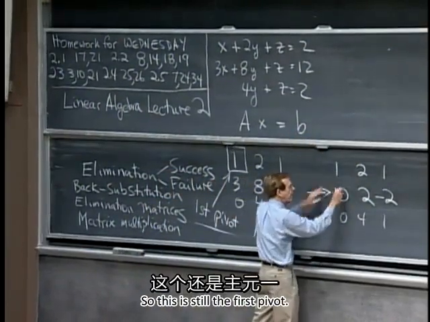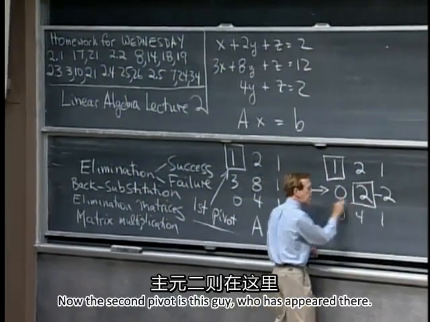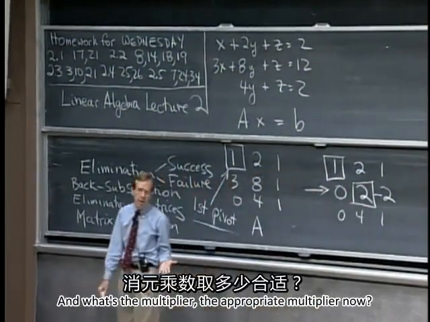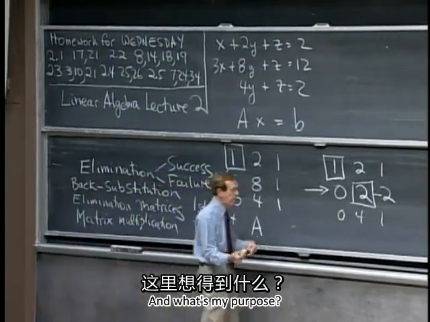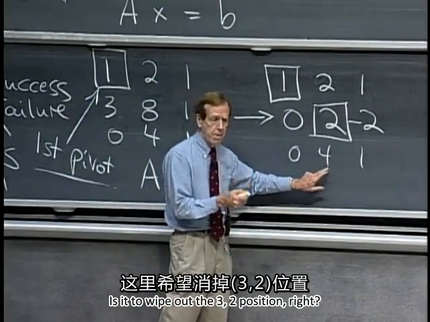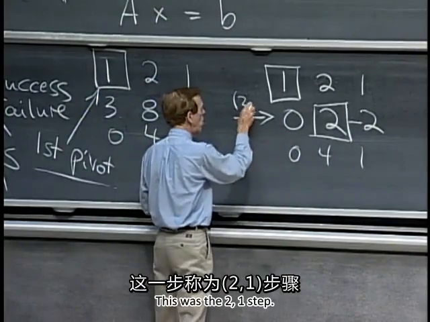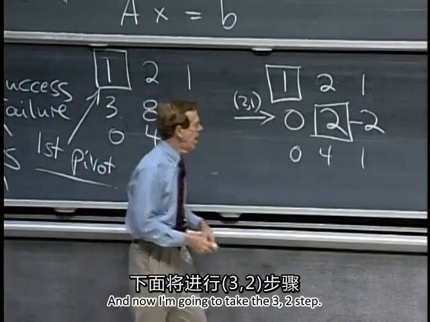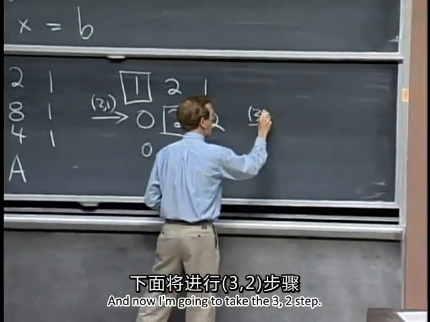So this is still the first pivot. Now the second pivot is this guy who has appeared there. And what's the appropriate multiplier now? And what's my purpose? Is to clean up, to wipe out the 3, 2 position, right? This was the 2, 1 step. And now I'm going to take the 3, 2 step.